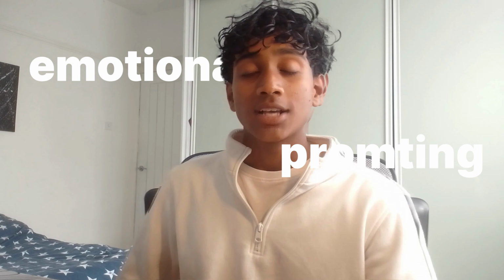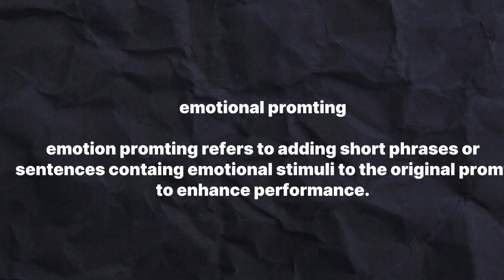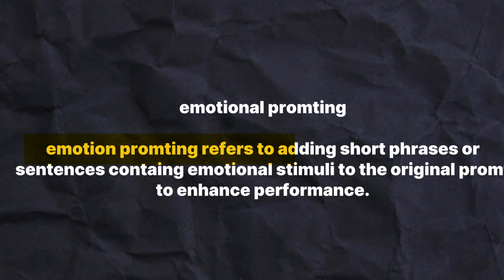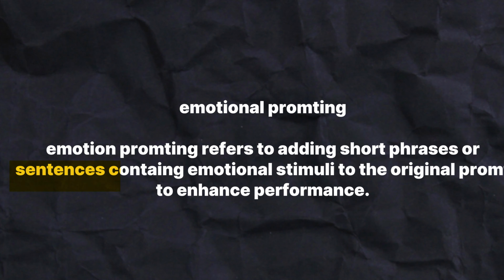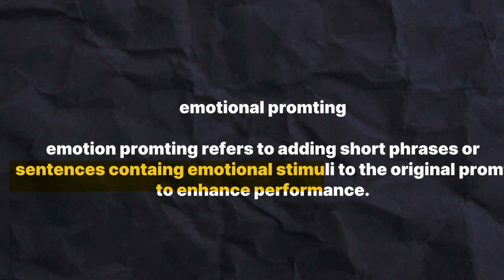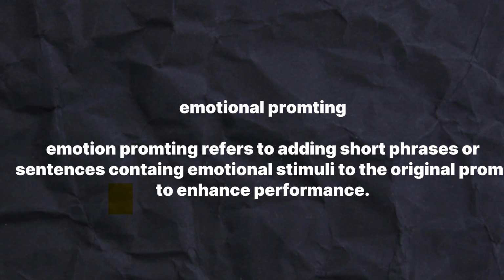That's an example that I wrote. Basically, it's giving it more specific details about the task, and if you want to do more modification, you can do that as well. And in this section we can incorporate another scientific technique called emotional prompting. So you probably wonder what the heck is emotional prompting, right? So I'm going to tell you. Emotional prompting refers to adding short phrases or sentences containing emotional stimuli to the original prompt to enhance performance. Yes, adding emotional stimuli can increase performance.